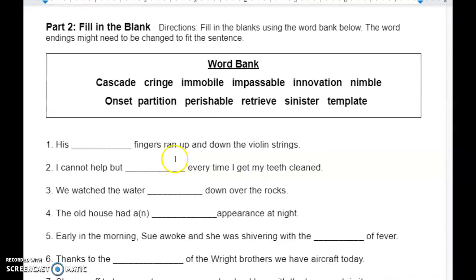All right, part 2, fill in the blanks. In the word bank, we have cascade, cringe, immobile, impassable, innovation, nimble, onset, partition, perishable, retrieve, sinister, and template.